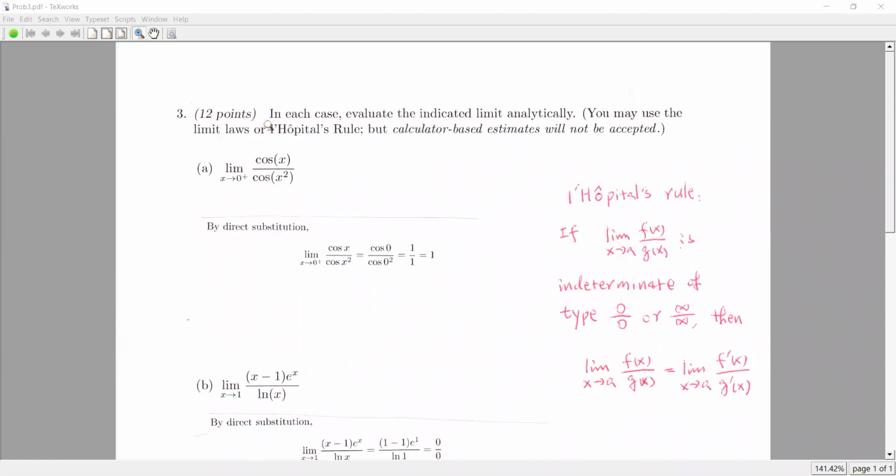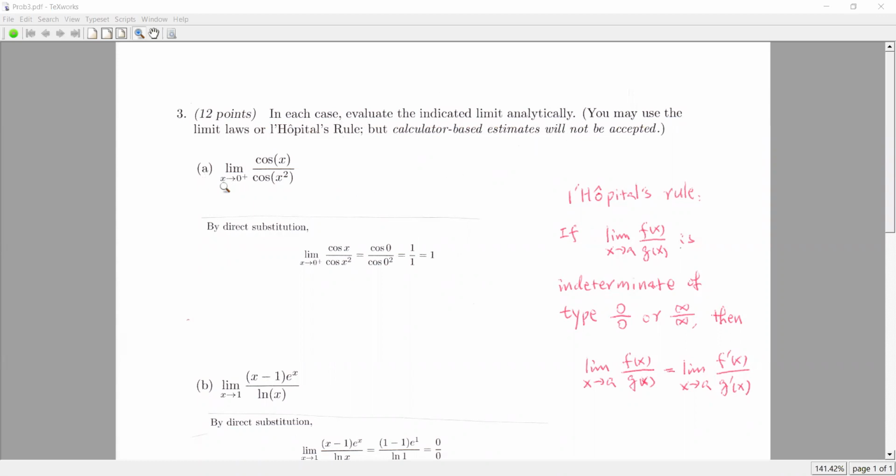Problem 3. In each case, evaluate the indicated limit analytically. You may use the limit laws or L'Hopital's rule, but calculator-based estimates will not be accepted. That means that you cannot use tables to find the limits.